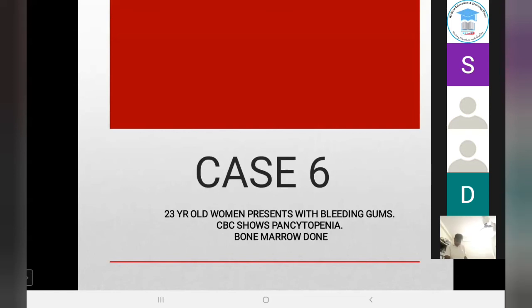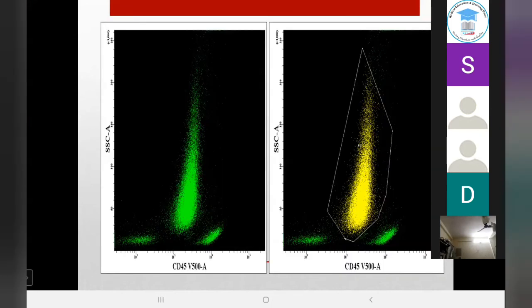No, ma'am. Okay. Now, this is another case. This is a 23-year-old woman who had come with bleeding gums. Now, this is the case where somebody had mentioned that the cluster was drooping down. So this was our suspicious population. All right. Now, bleeding gums and with this kind of a picture, can anybody give me a diagnosis? Ma'am, M4, APML. Acute myelomonocytic leukemia.